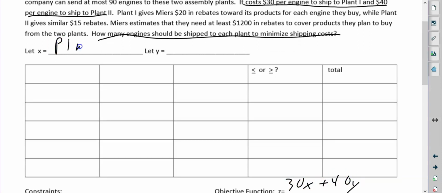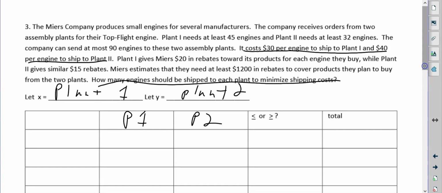So 30 for plant 1, 40 for plant 2. That means this is plant 1 and this is plant 2. So plant 1, plant 2. It just kind of falls in line. Now, we've gotten that information. We don't need it anymore. Go back to the beginning.